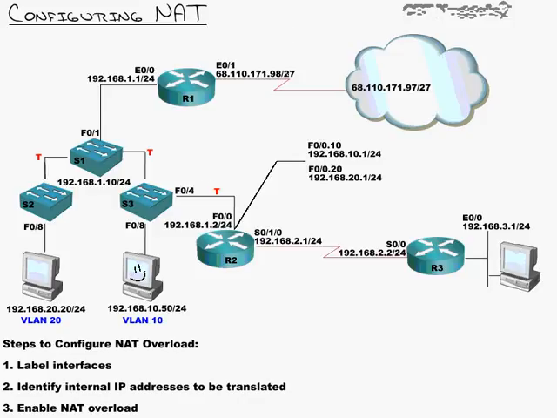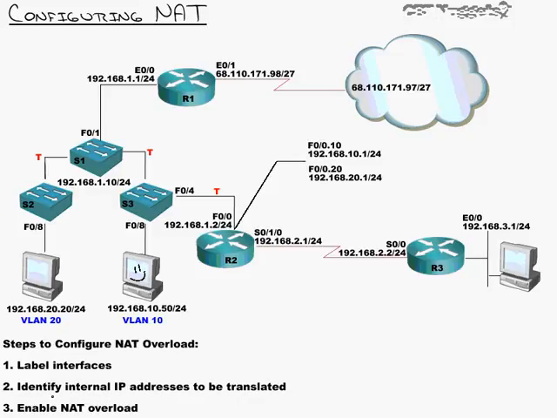So here are our steps. Number 1, label the interfaces. We need to identify which interfaces represent the inside network and which one represents the outside. Second, we need to tell router 1 what the valid internal IP addresses to be translated are. We do that by using an access list, and this is why this video is after we talked about access lists. I'll show you that in a moment. Finally, we turn on NAT overload.